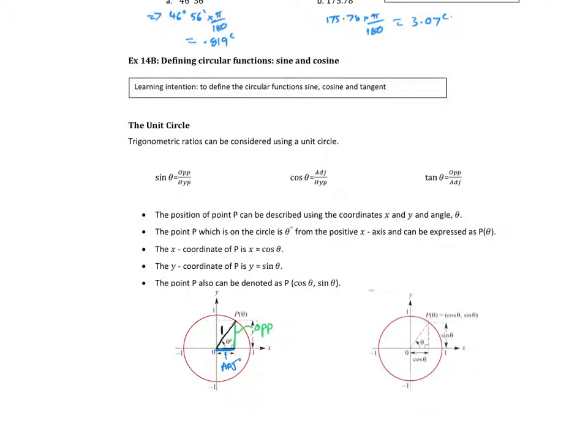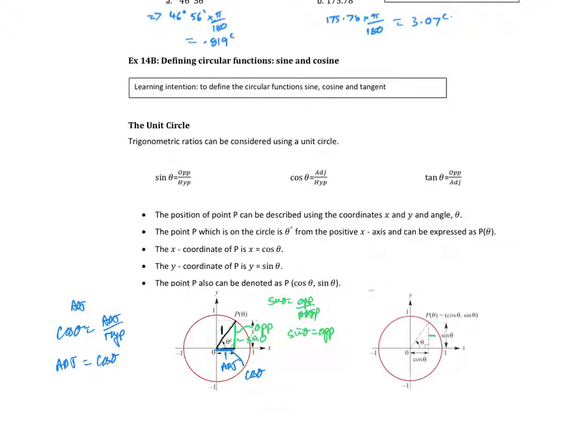So if I work out cos, I know that cos theta is equal to adjacent over hypotenuse, and the hypotenuse is 1, so the adjacent side is equal to cos theta. So down here, that length there is cos theta. If I do the same thing for sine theta, it is equal to opposite over hypotenuse. Hypotenuse is 1, so sine theta is equal to the opposite side.